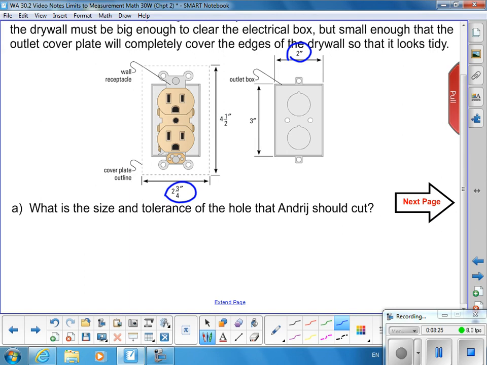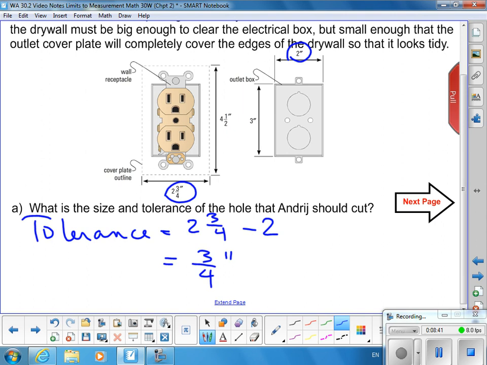Okay, so the tolerance is the difference between the max and the min value. So the maximum value could be 2 3/4 inch. The min value is 2 inches. So the tolerance is actually the difference between those two. So you would subtract them. So my tolerance is 3/4 of an inch.